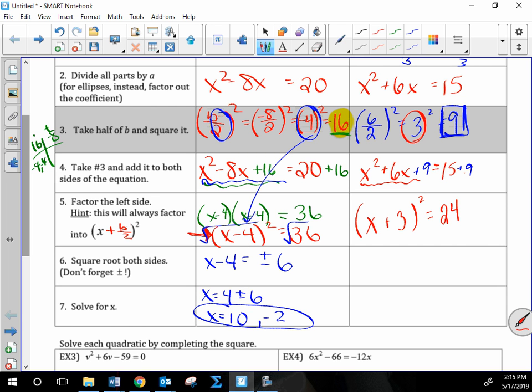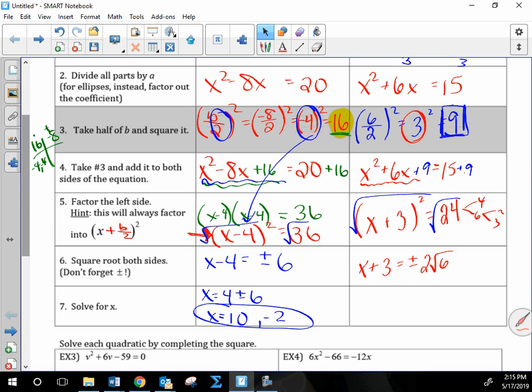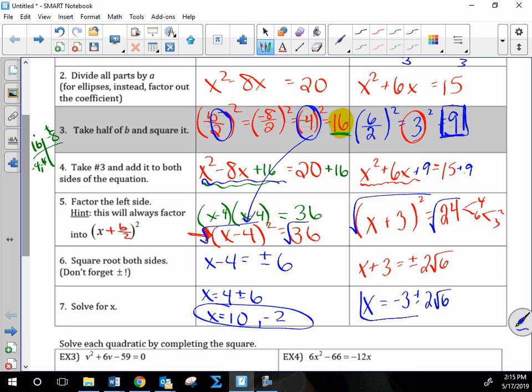Okay. All right, so now we go ahead and square root both sides. So x plus 3 equals, I bet we could break this down. 4, 6, 2, 3. So we get plus or minus 2 root 6. Then we solve for x. When I subtract my 3 over, can I combine it with the 2 root 6? No. So we can just write it negative 3 plus or minus 2 root 6. You can write it separately if you really desire. I like to just leave it like this.